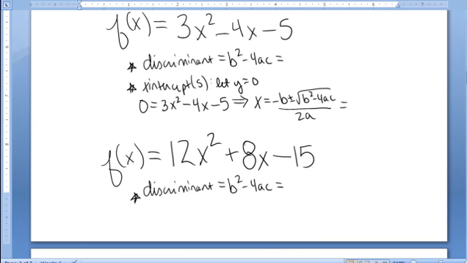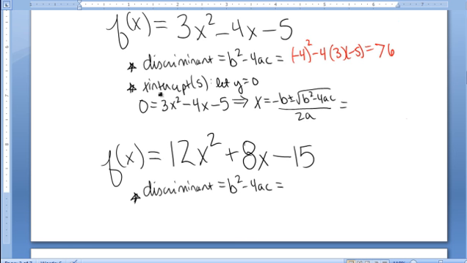In the function f of x equals 3x squared minus 4x minus 5, let's find the discriminant, b squared minus 4ac. For this function, b squared minus 4ac is negative 4 squared minus 4 times 3 times negative 5, which is 76.